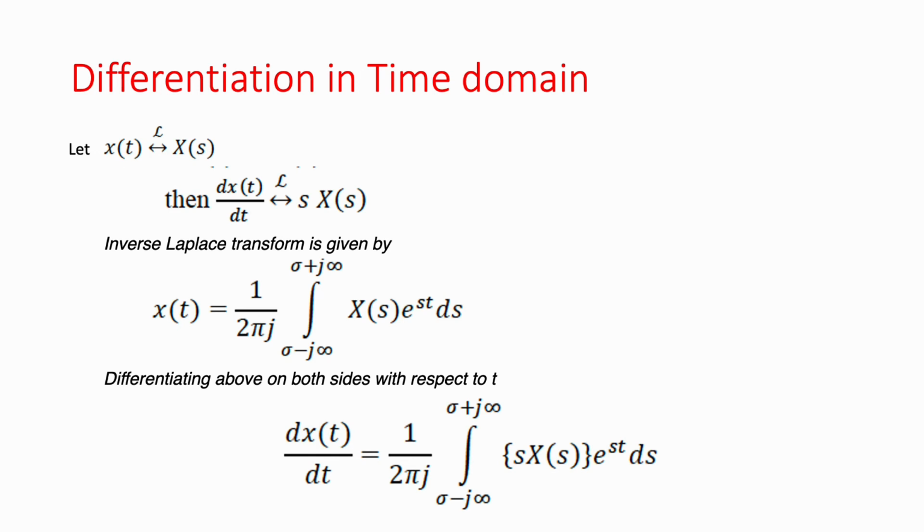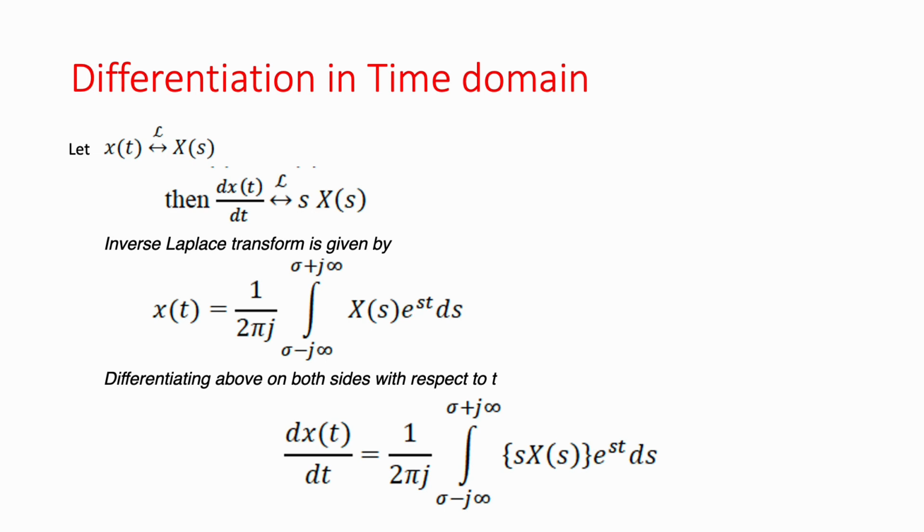All of you know the inverse Laplace transform formula we have written here. x of t equal to 1 by 2 pi j integral sigma minus j infinity to sigma plus j infinity x of s e power st ds. This is the inverse Laplace transform. The above equation can be differentiated with respect to t on both sides. So you differentiate the above equation with respect to t on both sides. On the left side, you will get dx of t by dt.